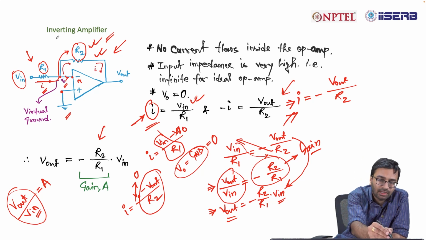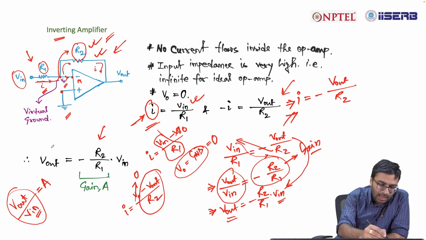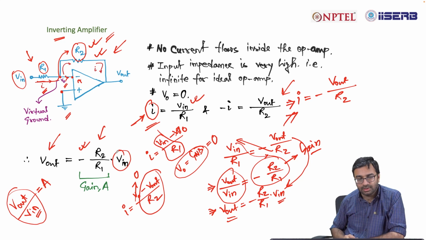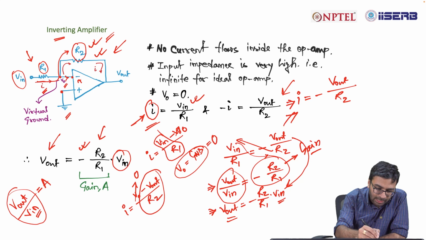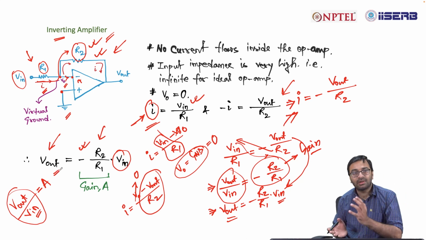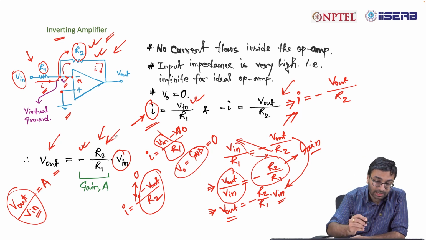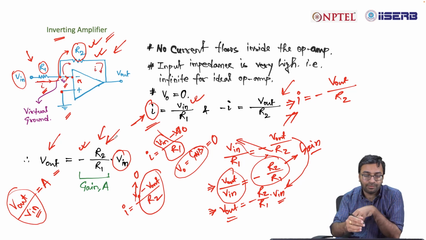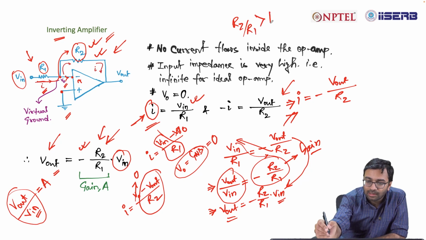And why do we call it an inverting amplifier? Because your output is negative if your input is positive. If your V in is positive, your output is minus something into V in. That means your output is negative, so it is inverting the input. At the same time, there is a gain associated with it. That means it is also amplifying the input, if R2 by R1 is greater than 1.